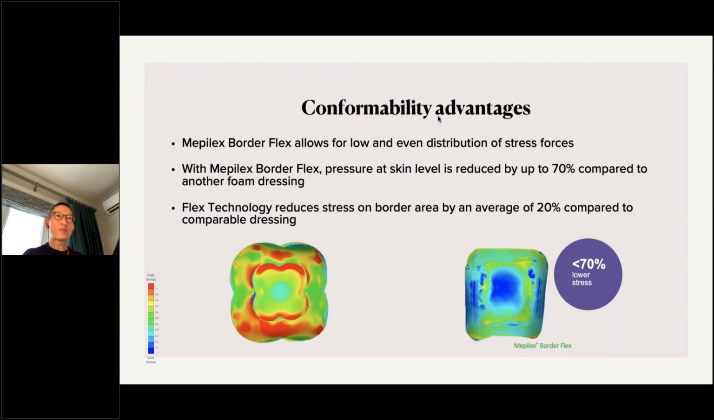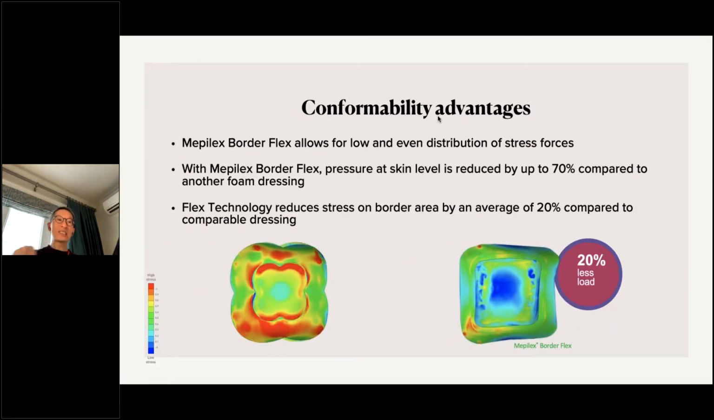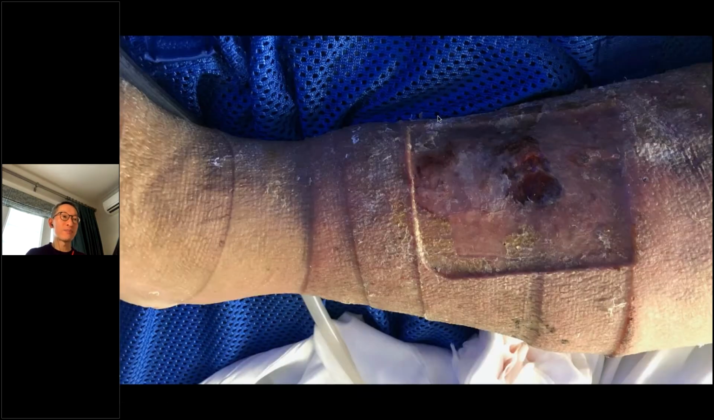What about the surrounding area around the border? You can see there's a lot of red color on this competitor dressing, versus the Maplex border, where you don't really see a lot of red discoloration, validating that there is a reduction in the stress on the peri-wound skin.